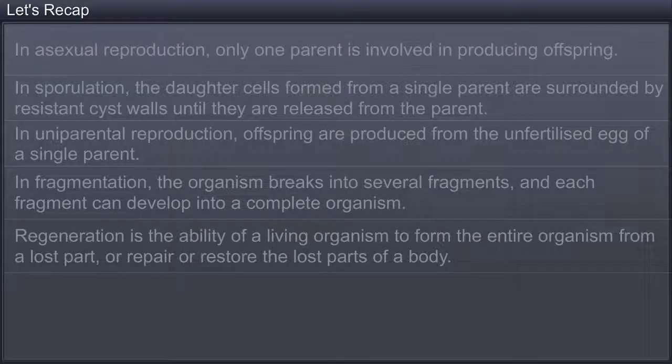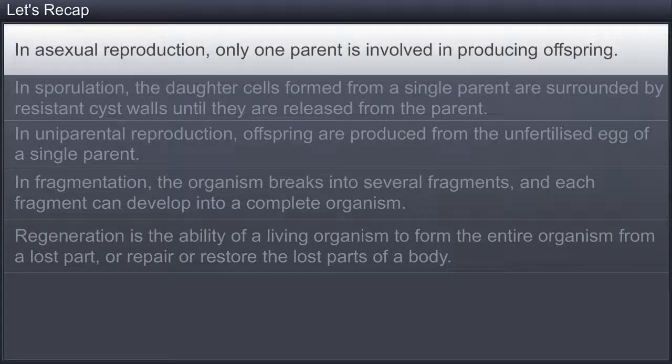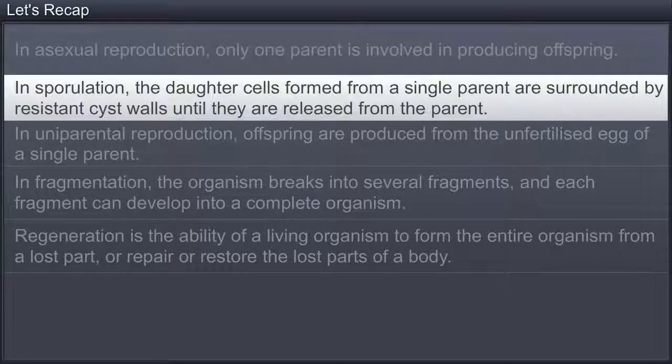You have now reached the end of this module. In this module, you learned that in asexual reproduction, only one parent is involved in producing offspring. In sporulation, the daughter cells formed from a single parent are surrounded by resistant cyst walls until they are released from the parent.